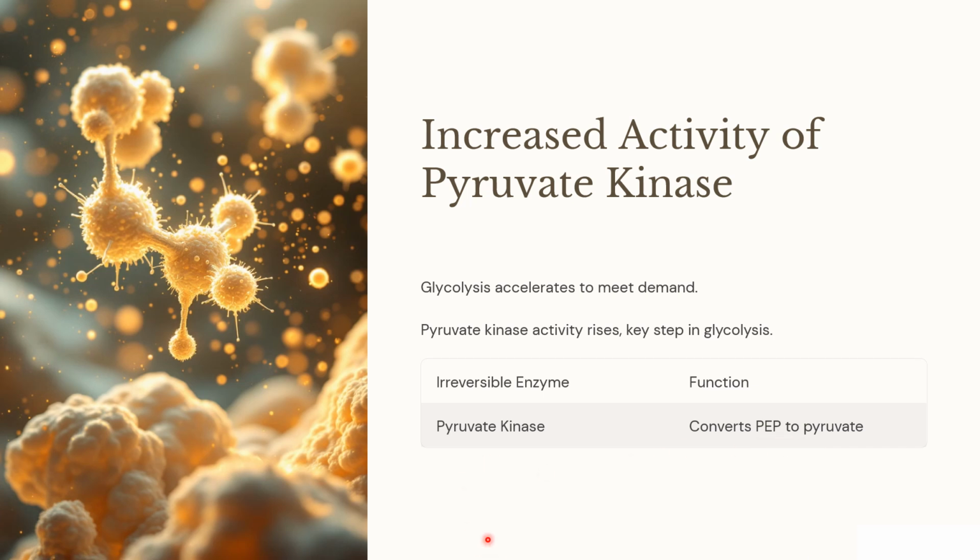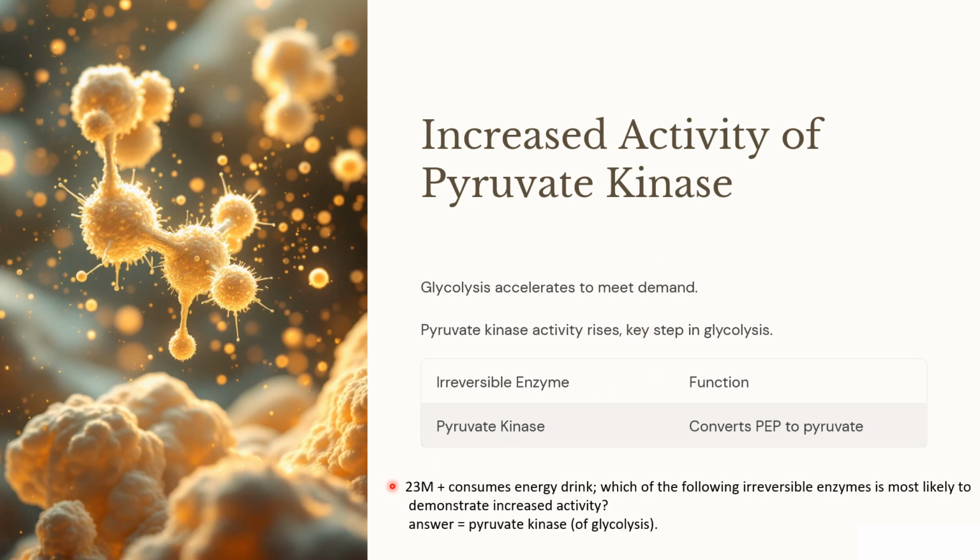Now here you should know how this concept is asked in questions. A 23-year-old male consumes an energy drink. Which of the following irreversible enzymes is most likely to demonstrate increased activity? An energy drink mostly contains a lot of sugar and excess glucose, so pyruvate kinase is the irreversible enzyme likely to demonstrate increased activity. This is how they will ask you in USMLE to test your applied knowledge.